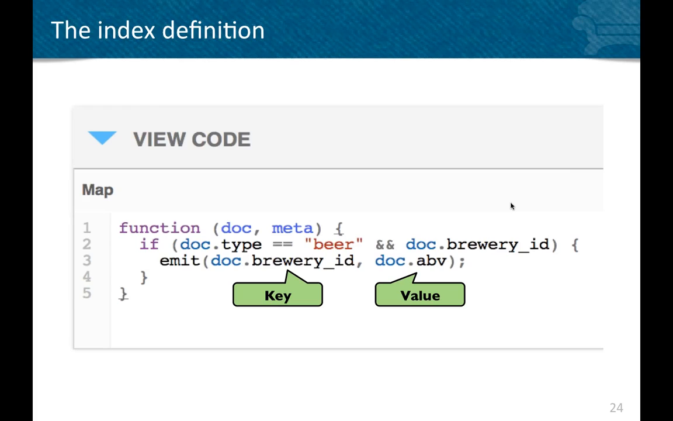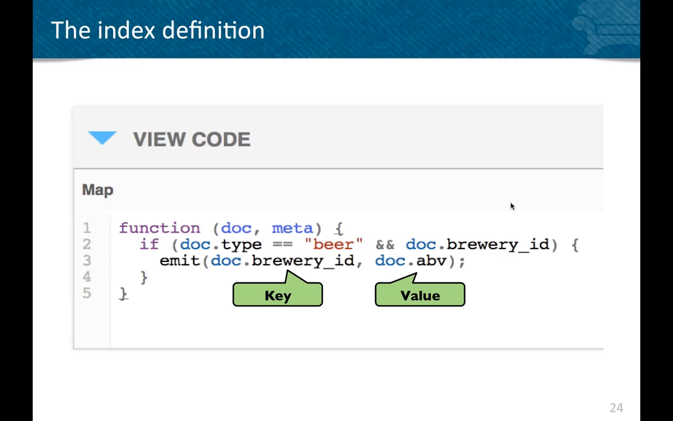So there's that index definition again. We've got the brewery ID as the key, and then the second argument is the value, which is, in this case, the alcohol by volume.